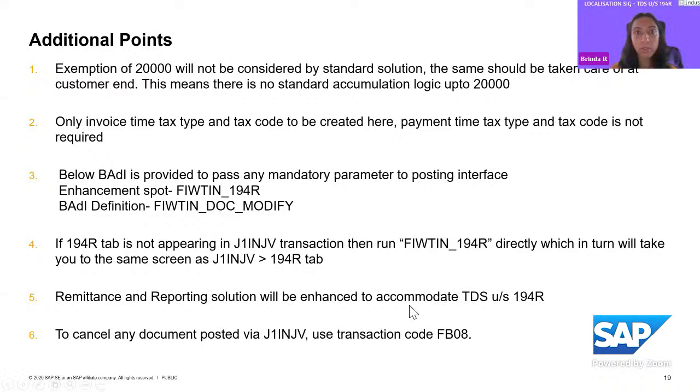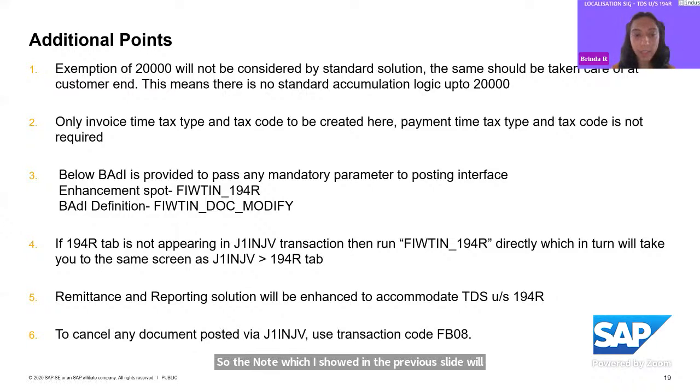Okay, then most of you must have already asked questions about the remittance and the reporting solution. So there will be no separate transactions for remittance or reporting. The standard remittance and reporting solution that is there for other sections will be enhanced to accommodate the transactions that are posted for 194R. This will be done once we release the note in general for all the customers. The note which I showed in the previous slide will be released in general by next week to all the customers. Once that is released, maybe by mid-July or by the third week of July, you can expect the solution for remittance. And reporting, anyway, we will have to wait because the government has to open up the utility to accommodate 194R, right?